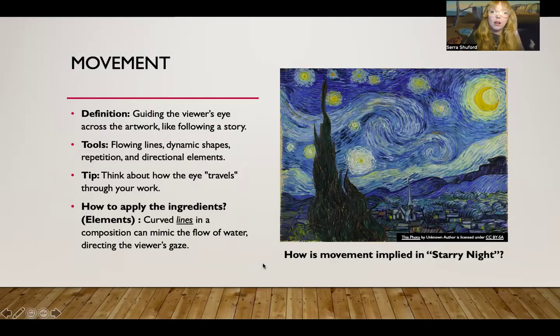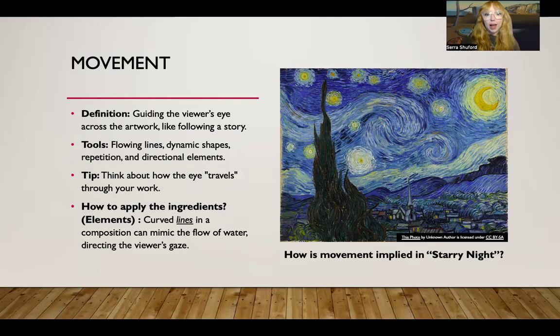All right. Movement. Oh, we've been here before, I think. Movement is our next principle. Our definition for movement is guiding the viewer's eyes across the artwork, like following a story. And that can create some really good visual interest. So tools to do that are flowing lines, dynamic shapes, repetition, and directional elements. There's lots of ways that you can create movement within an artwork. It's kind of less defined than the other ones we talked about.